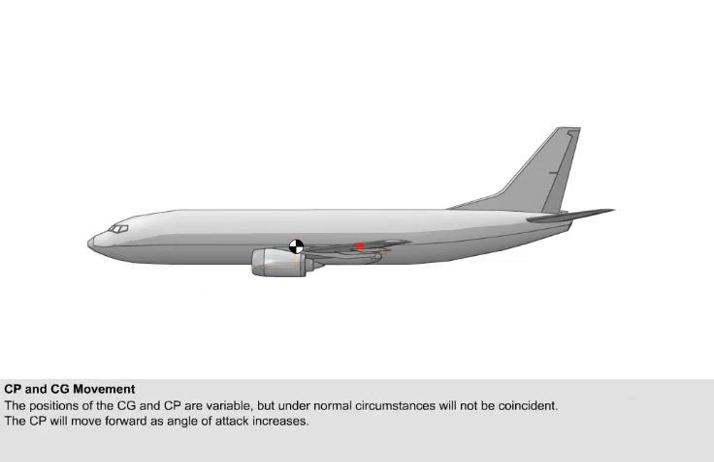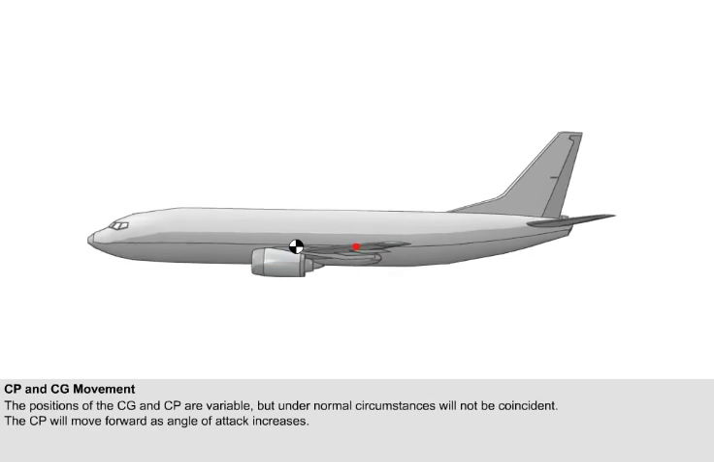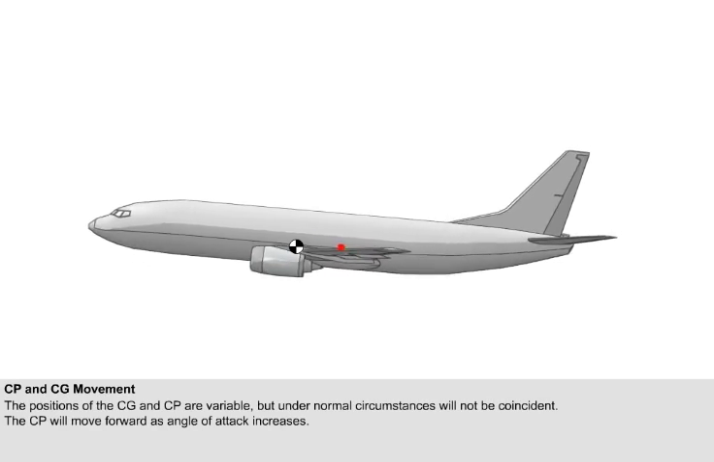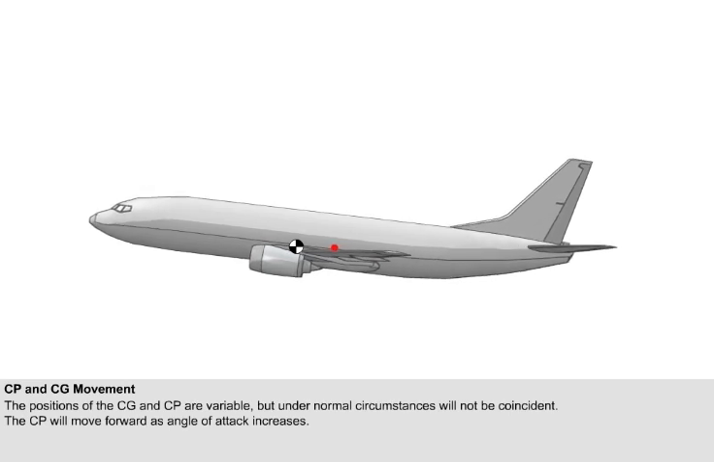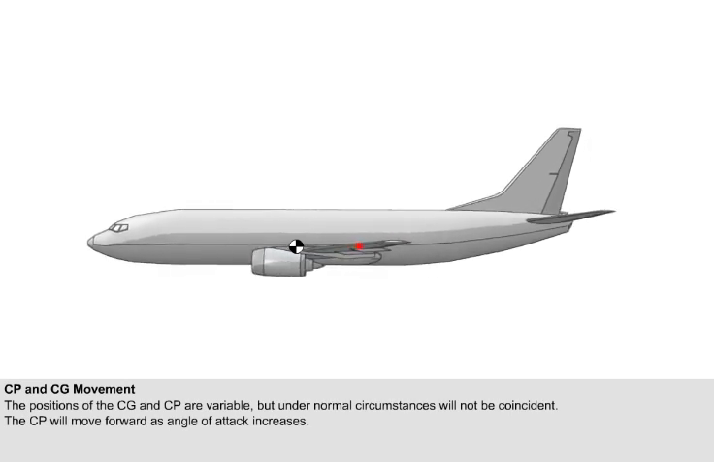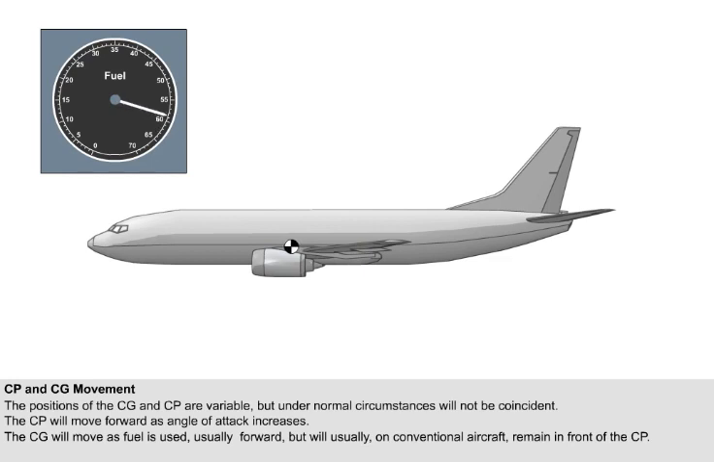The positions of the CG and CP are variable, but under normal circumstances will not be coincident. The CP will move forward as angle of attack increases, and will usually stay aft of the CG, unless the design allows the tailplane forces to stabilize the moments adequately with a forward CP. The CG will move as fuel is used, usually forward, but will usually, on conventional aircraft, remain in front of the CP.